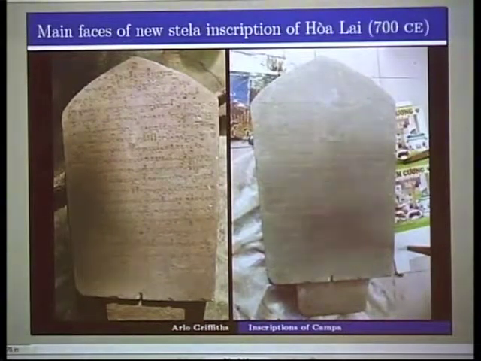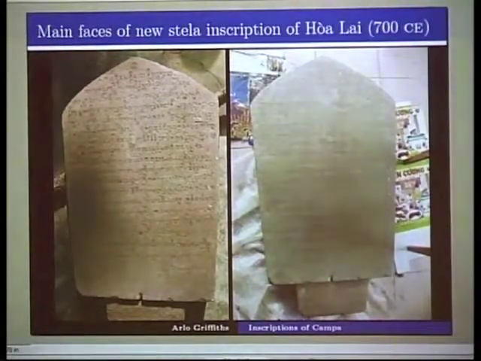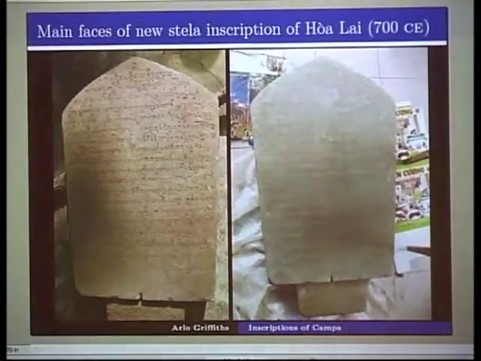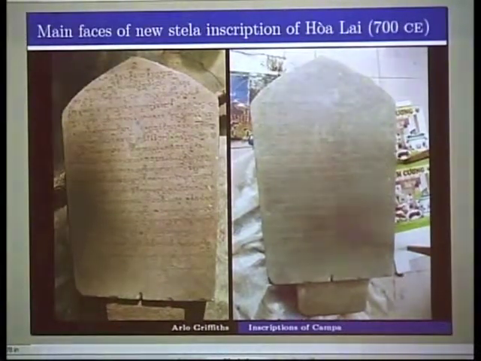Well preserved, Sanskrit inscription. It doesn't, unfortunately, show these nice graphic aspects that made that other inscription so spectacular. It was issued by the same king, Satyavarman, for whom we now have several inscriptions. Until a few years ago, there was just one inscription in his reign. But now we have three.